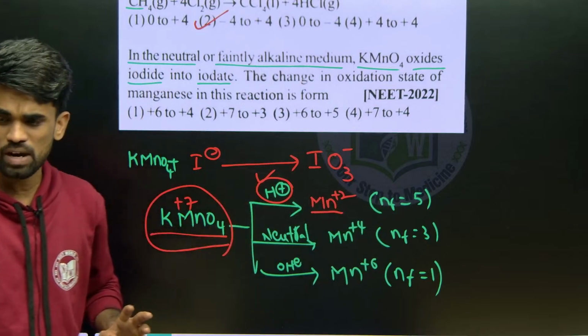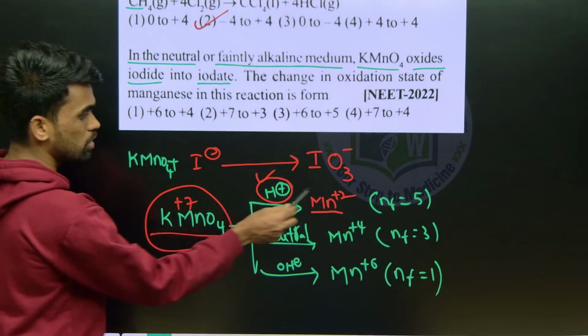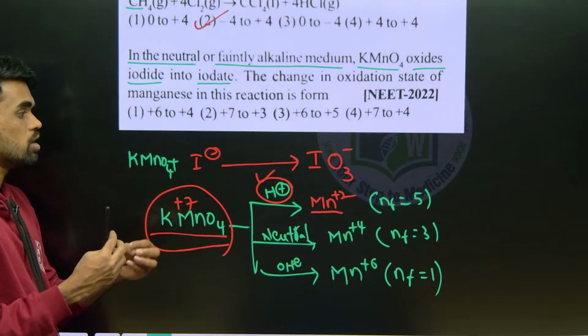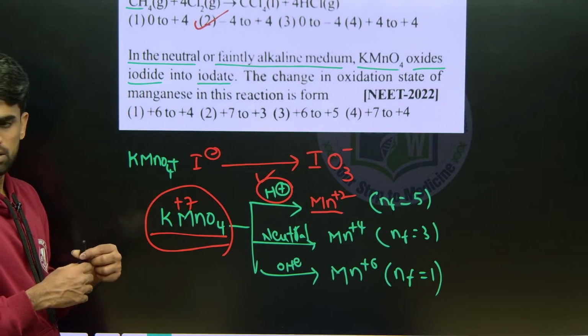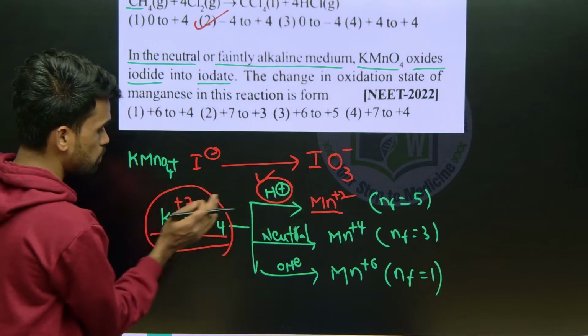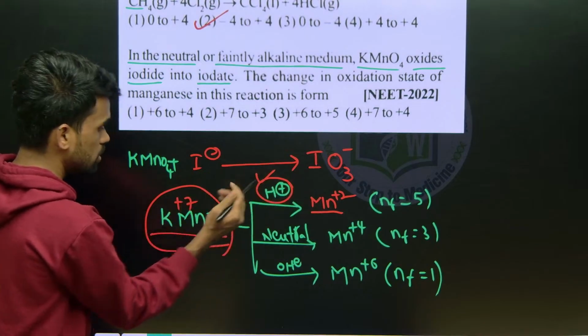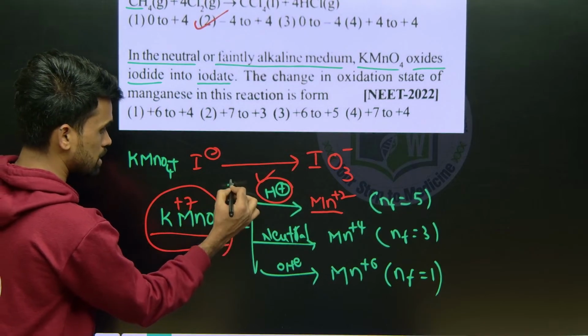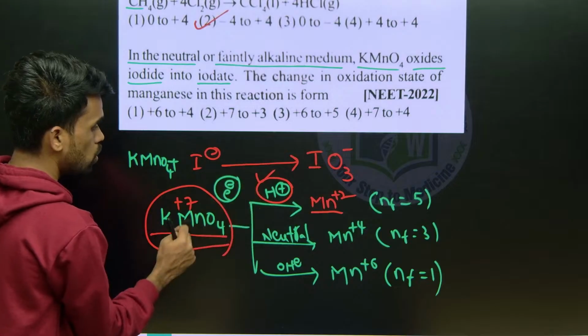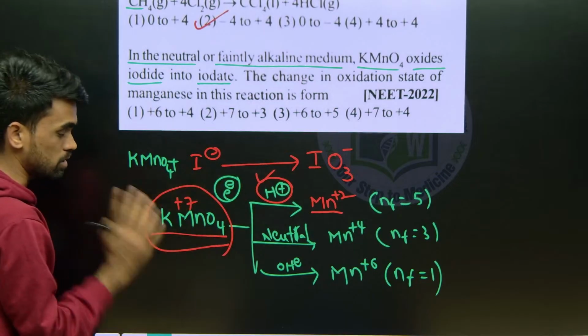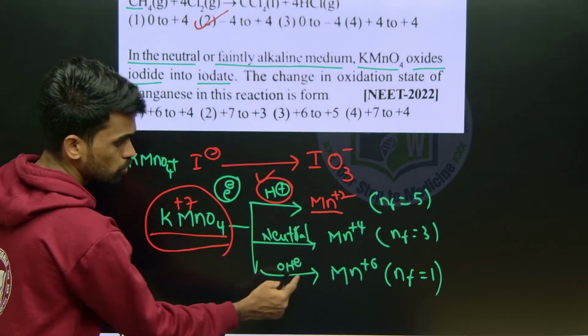What do we mean by N factor here? +7 is converting into +2, so how many electrons are gained? The oxidation number is reduced, the positive charge is decreasing, so it means we are adding negative particles. What is that? Electrons only. How many electrons added? 5 electrons. Like that, here 3, here 1, that's it.